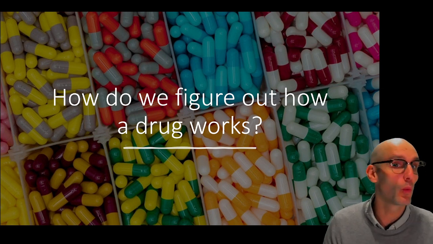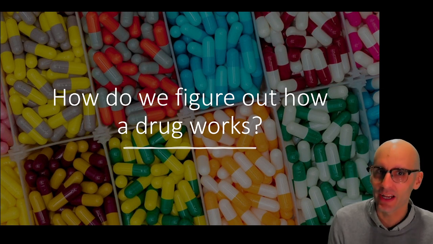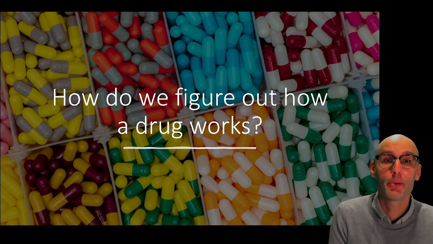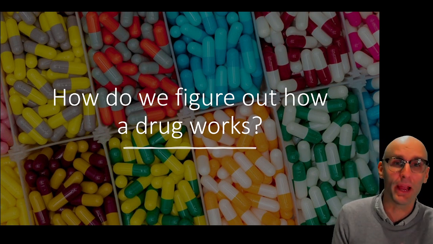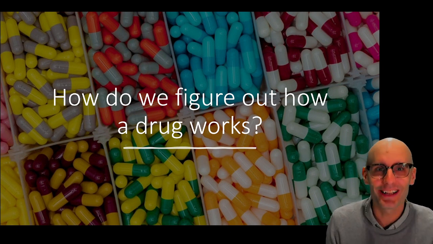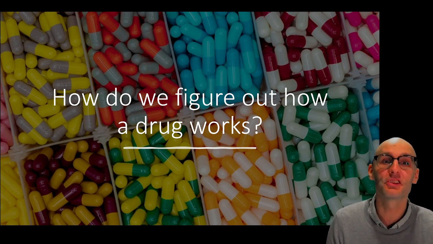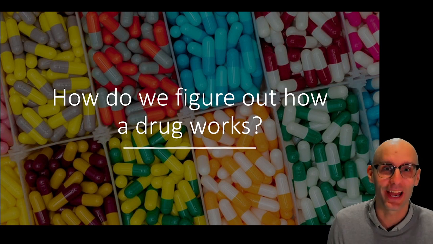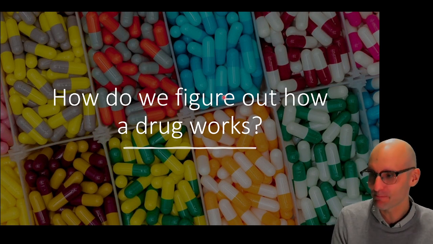Now in this example we're looking at how antibiotics work. How do we figure out how an antibiotic is able to selectively kill bacteria without killing our own cells? And in this really clever example, we're looking at how to use the power of evolution to figure out how antibiotics work. So let's jump into it.